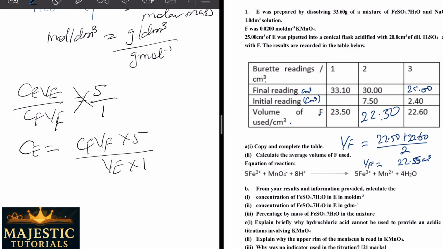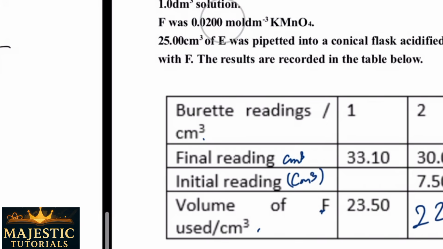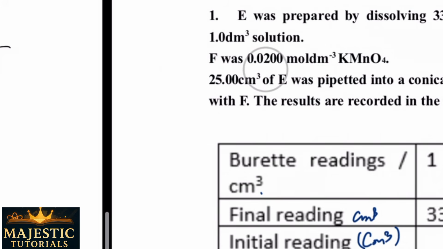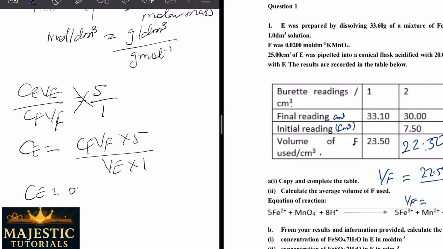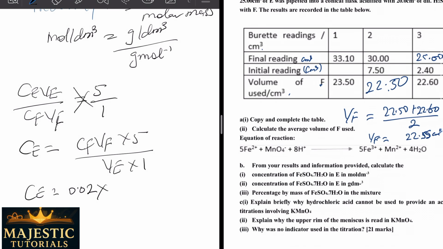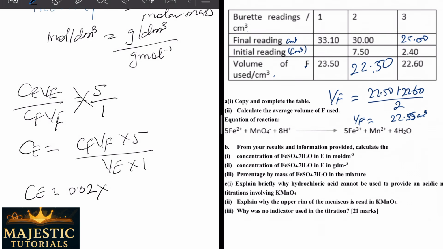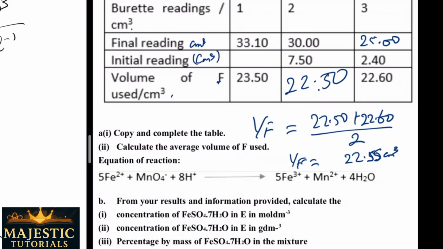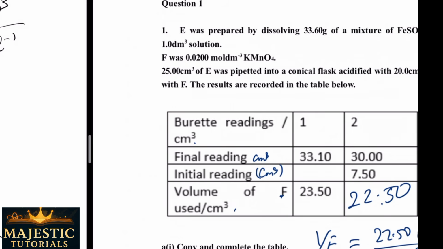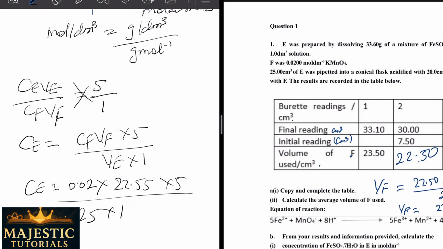Time to plug in our values. What is CF? CF is the concentration of F, molarity of F, which was stated clearly as 0.02. So we say that CE now is equal to 0.02 times, what is our VF? Volume of F. What we got as our average now. VF is 22.55. That's it. 22.55 times 5 all over VE, that's volume of E, which is 25 times 1.